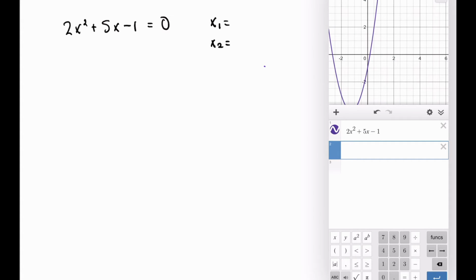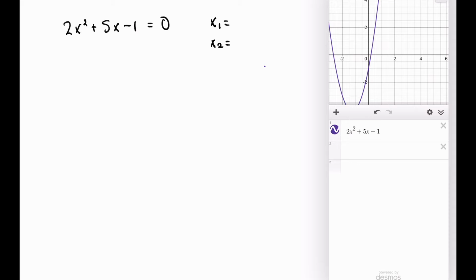Okay, let's take a look at this quadratic equation. We're going to be solving for the x values. So I want to get x1 and x2. Before we do that though, I actually graphed it on Desmos and I took a look at the x-intercepts, because x values are practically our intercept x values.